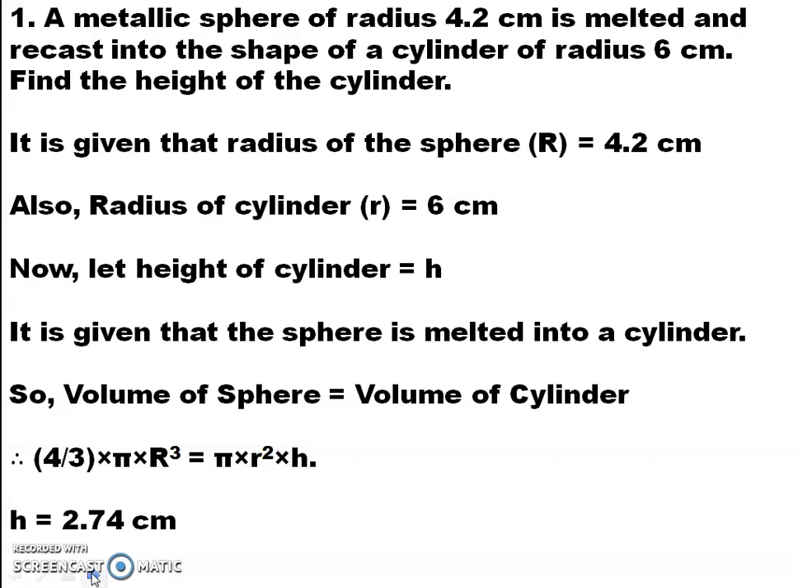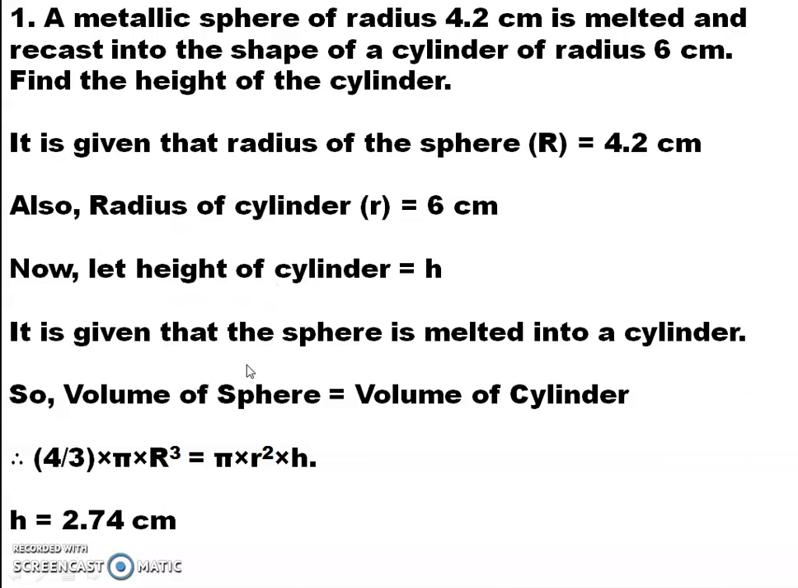It is given that radius of the sphere, capital R, is equal to 4.2 centimeter. Now, the radius of the cylinder, we'll take it as small r. It is given as 6 centimeter. Students, you know, for a sphere, you don't have any other dimensions. Only the radius is there. For a cylinder, radius and height will be there. So, height is the unknown quantity in this question.